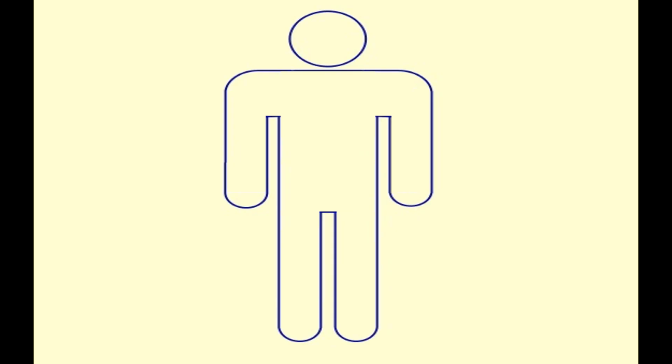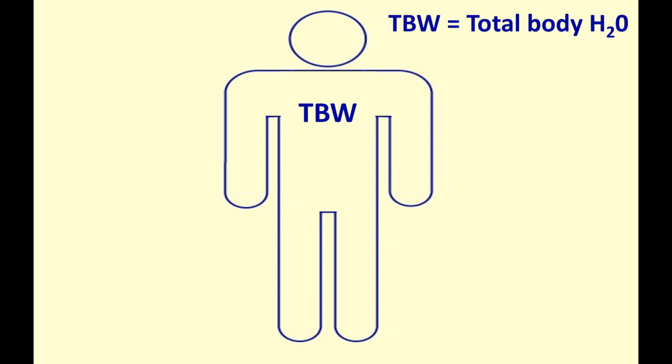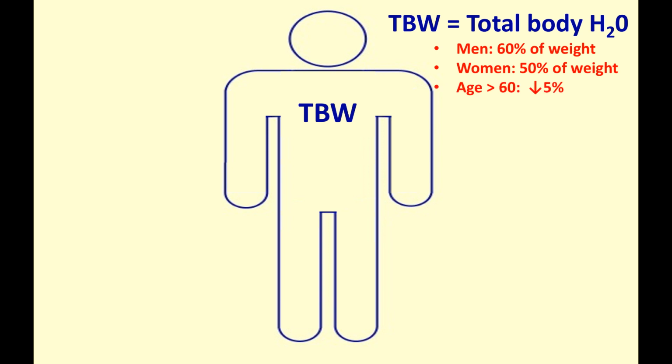We all have a certain volume of water in our body. I'm going to represent this as TBW, or total body water. The proportion of the weight that is water varies in men and women. For men, it's about 60% of their weight. For women, it's about 50% of their weight. And as people age past 60, the proportion of the weight that is water goes down by approximately 5%.